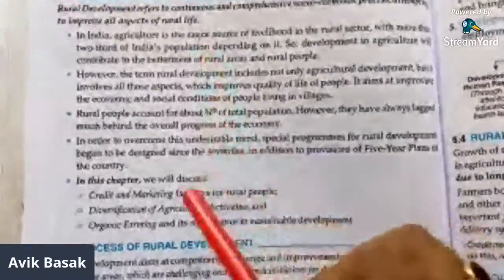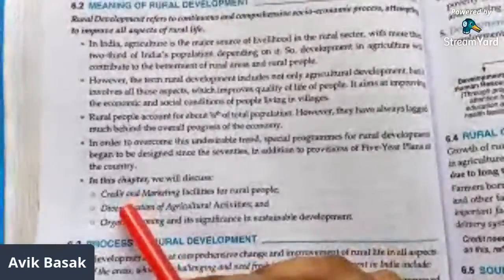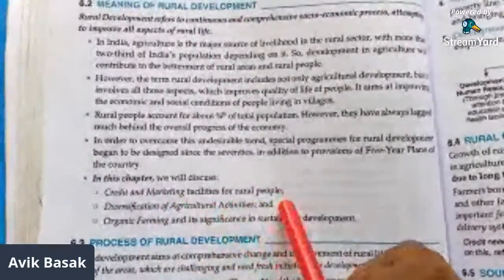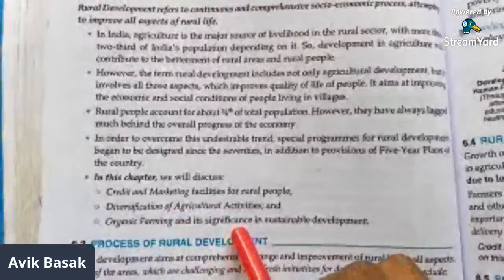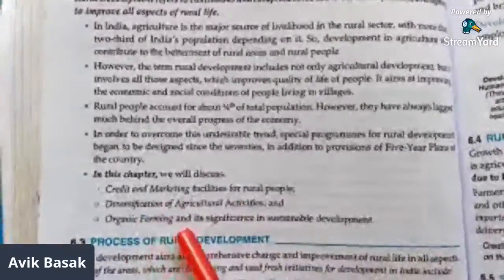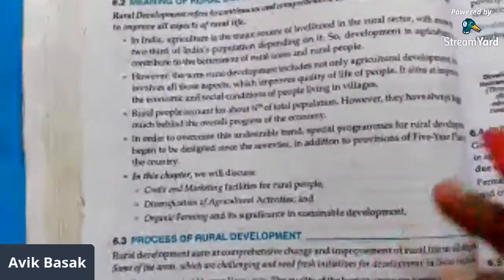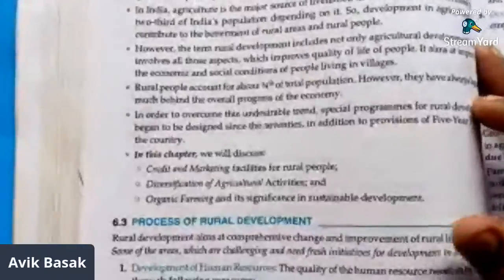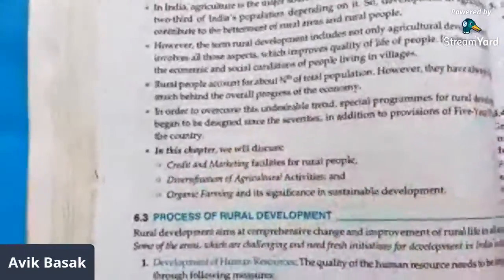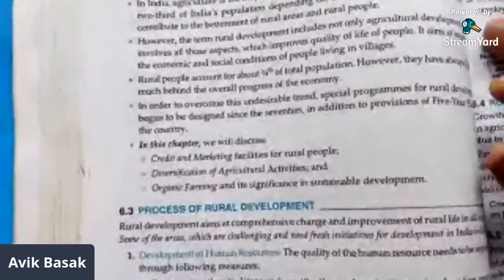In this chapter we will discuss credit and marketing facilities for rural people, and diversification of agricultural activities, and organic farming and its significance, which is not in your syllabus. You will discuss only these two topics: credit and marketing facilities, and the diversification of agricultural activities.